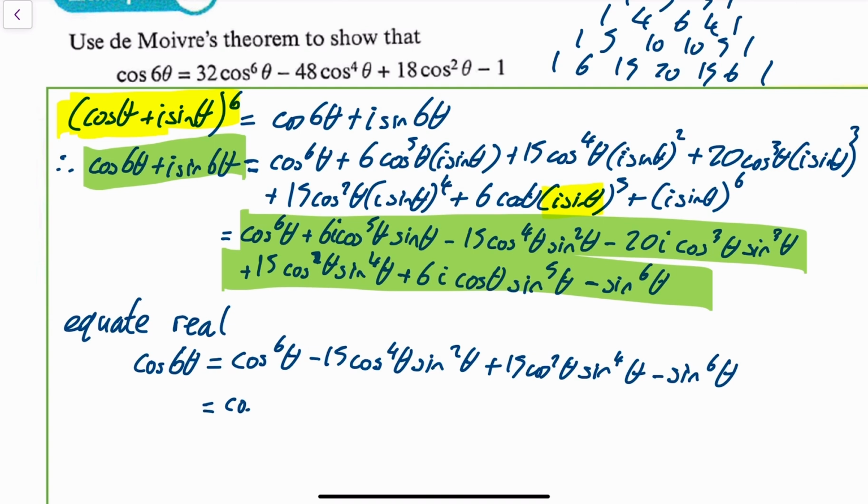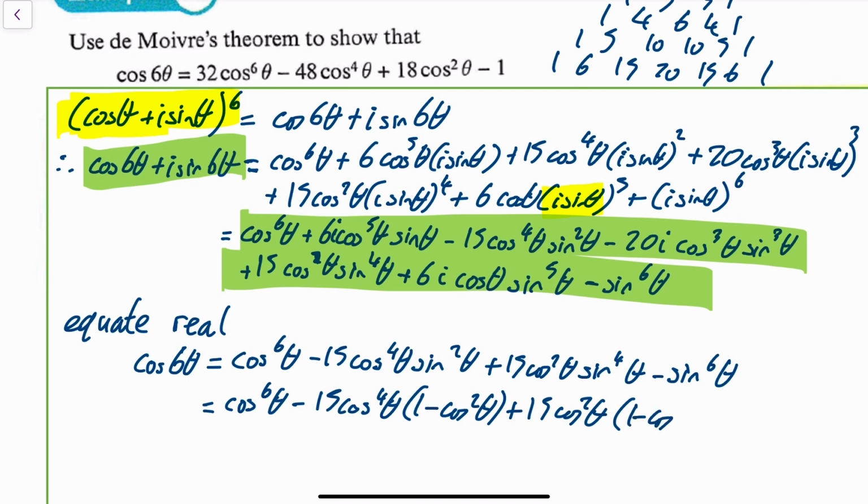So we're going to go ahead and write that out again, but we're just changing every time you see sine squared, just change it to be 1 minus cos squared. So that's going to be 15 times cos squared theta. And this sine to the power 4 is the same as 1 minus cos squared. That would have been sine squared, but that has to be squared. And then the same, 1 minus cos squared theta cubed for the sine to the power 6.